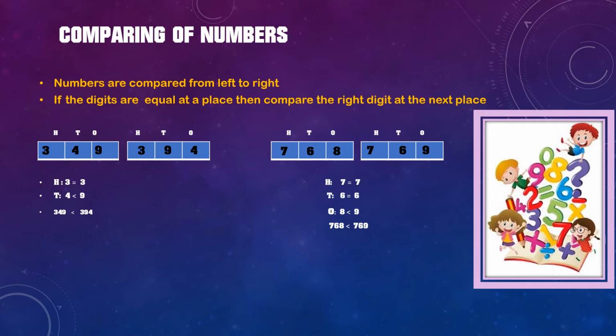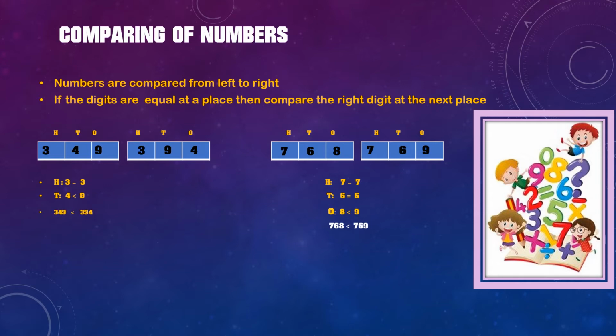We take two numbers 349 and 394. We place these two numbers in the place value tables. Here, first we check the digit at the 100 place. We find 3 equals 3 in both the numbers. Now we move on to the tens place. Here we find 4 is less than 9. So we conclude that 349 is less than 394.